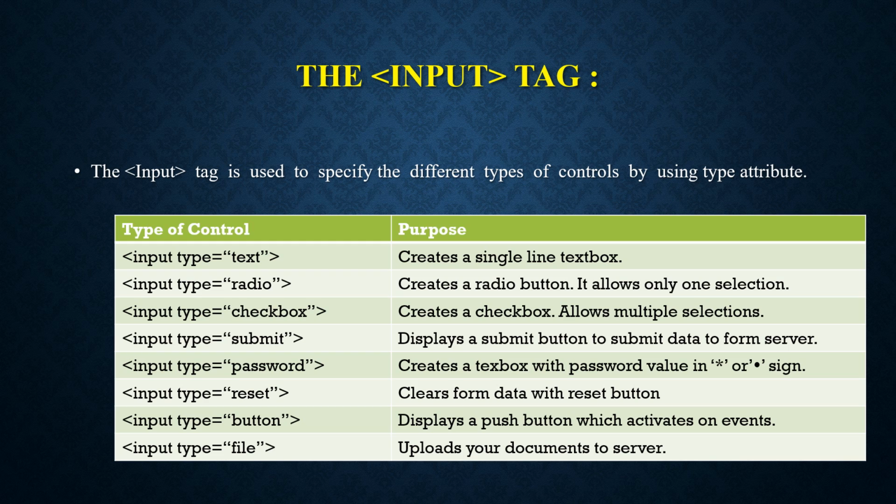Input type equal to reset clears the form data with the reset button. Input type equal to button displays a push button which activates an event. When an event takes place, then this button is activated. And input type equal to file uploads your documents on the server. So always you can attach different files with the help of file.